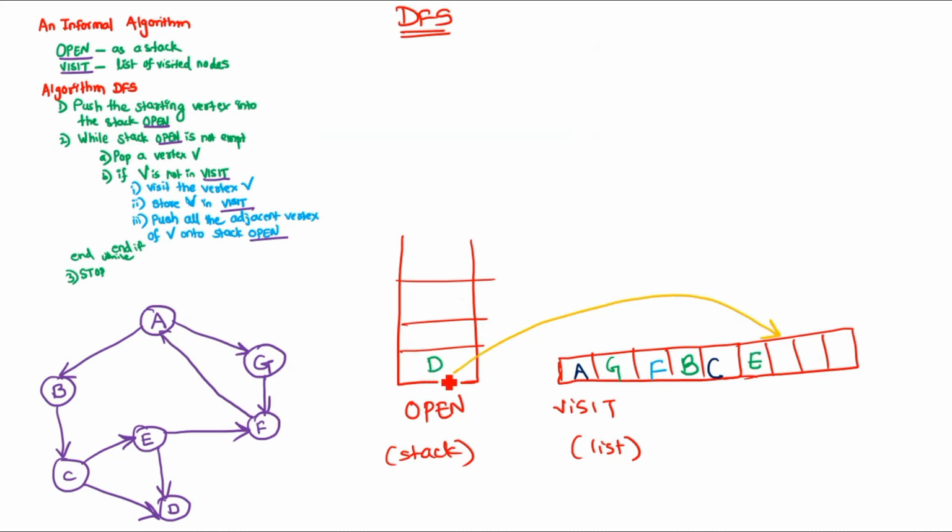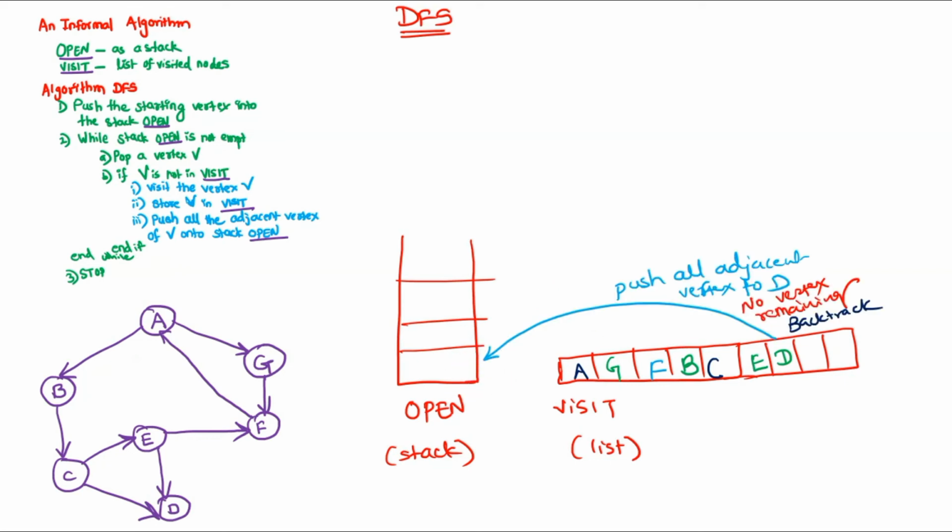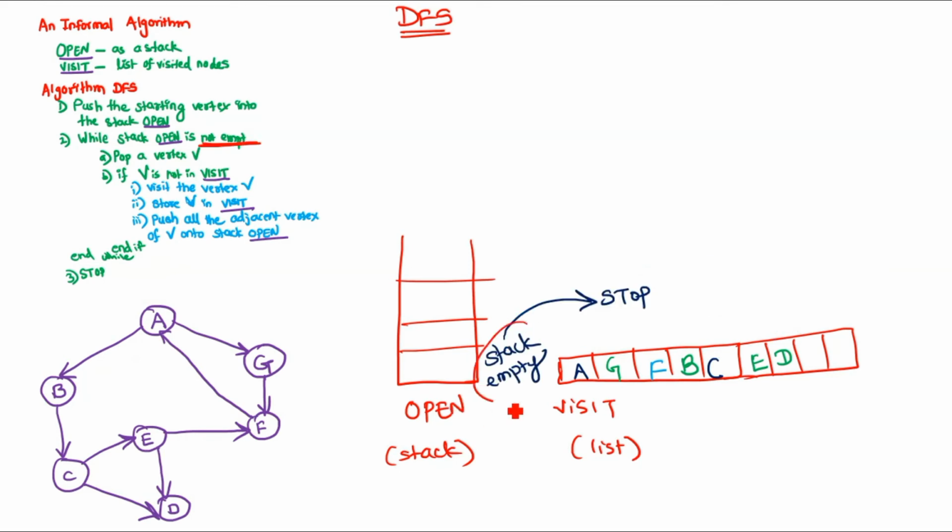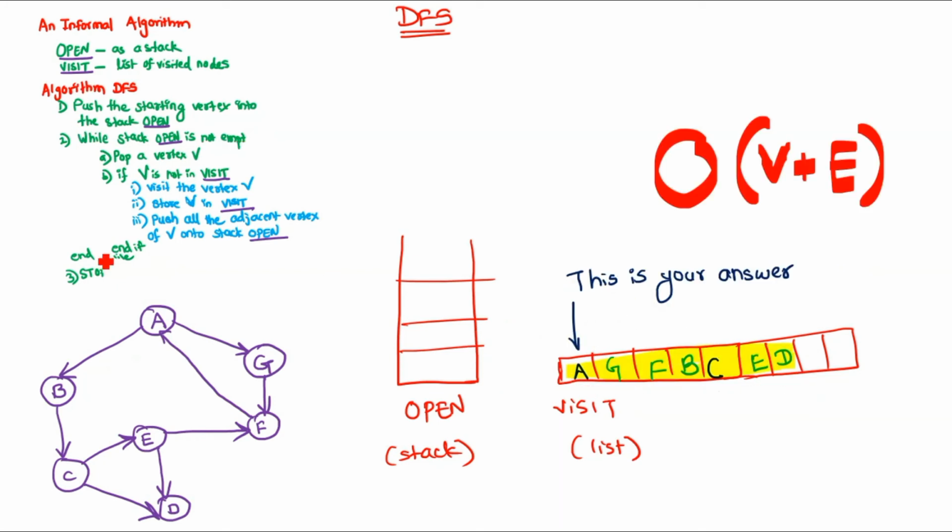We take D out of this stack, insert it into the visited nodes, and then explore the adjacent nodes of D. As there are no adjacent vertices of D, we again look for the node on the top of the stack. But our stack is empty. So in this case we have to stop, and whatever we have in the visited list, that sequence is our DFS, the depth first traversal, for this particular graph. For this we required time complexity of big O of V plus E.